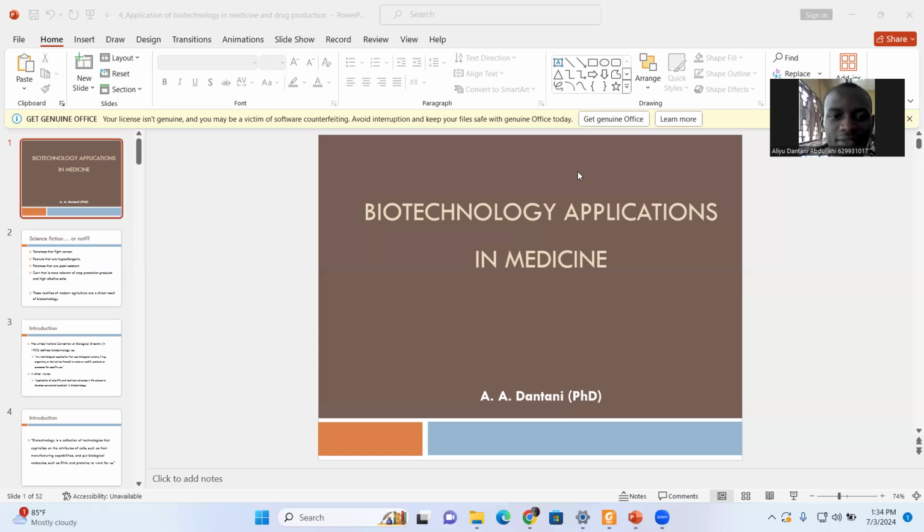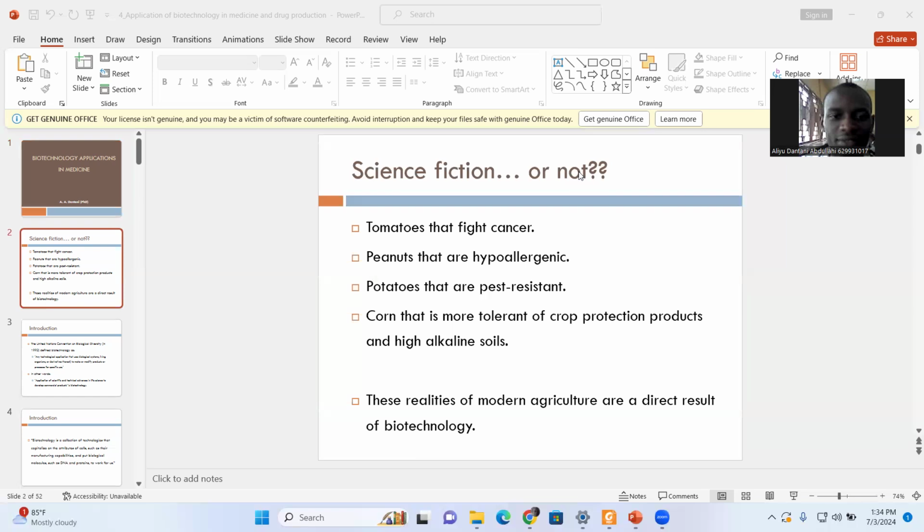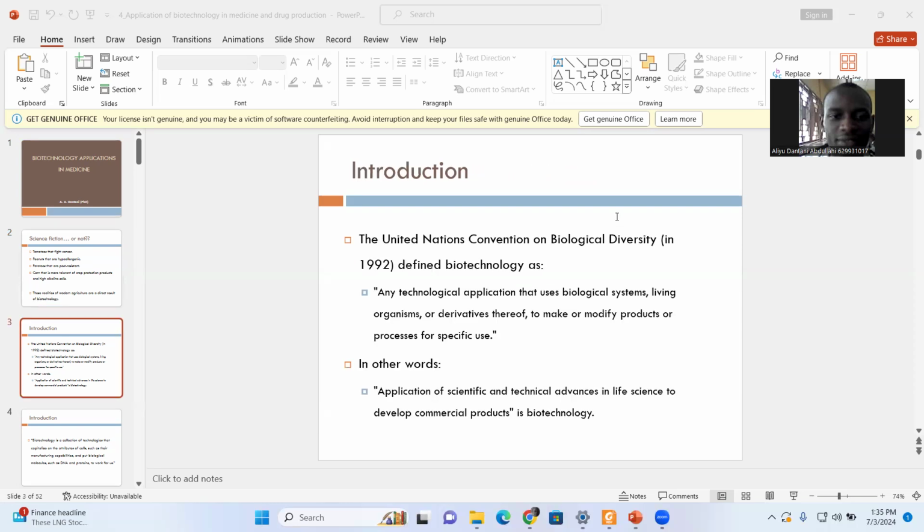Biotechnology applications in medicine. Start with the science fiction, right? Tomatoes that fight cancer. Wouldn't that be nice? Peanuts that are hypoallergenic, potatoes that are pest resistant, products of high alkaline salts. These realities of modern agriculture are a direct result of biotechnology.